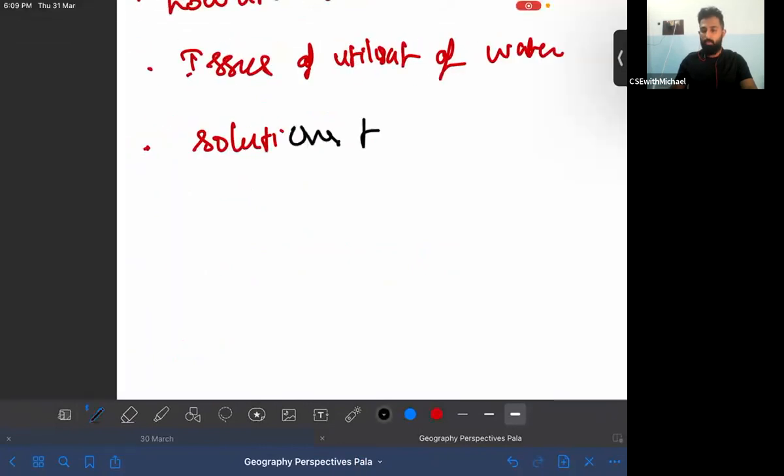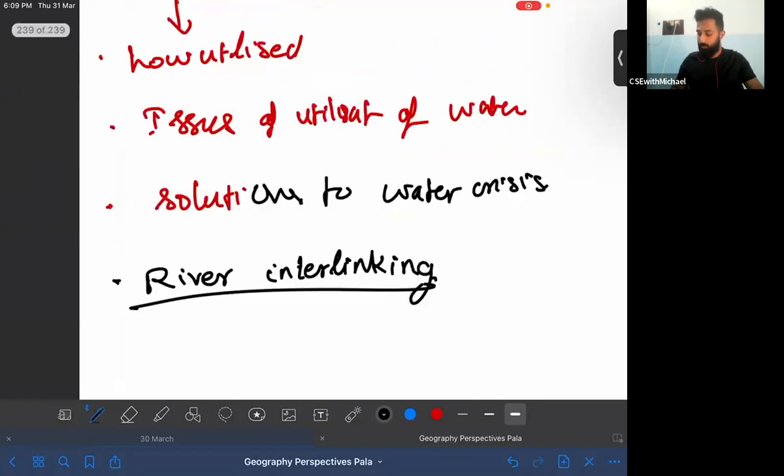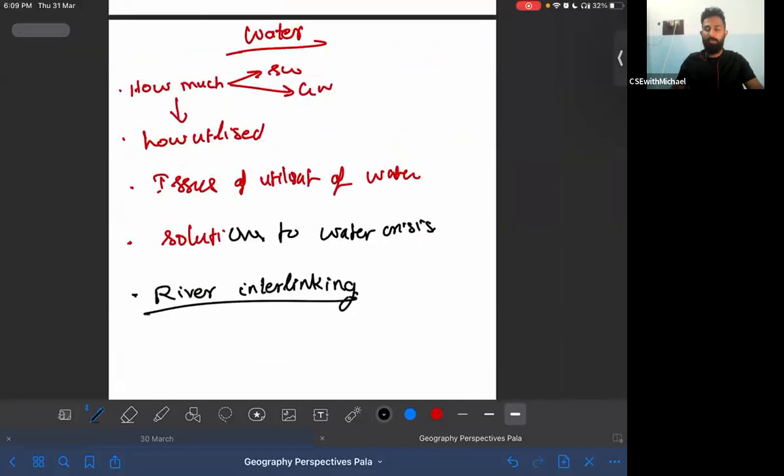Solutions to water crisis. And one of the most famously put, often discussed solutions is the proposal of river interlinking. So that also needs to be looked at. So these are the topics that we are going to cover in a broad sense, and we'll be looking over it in a 1.5 hour period.